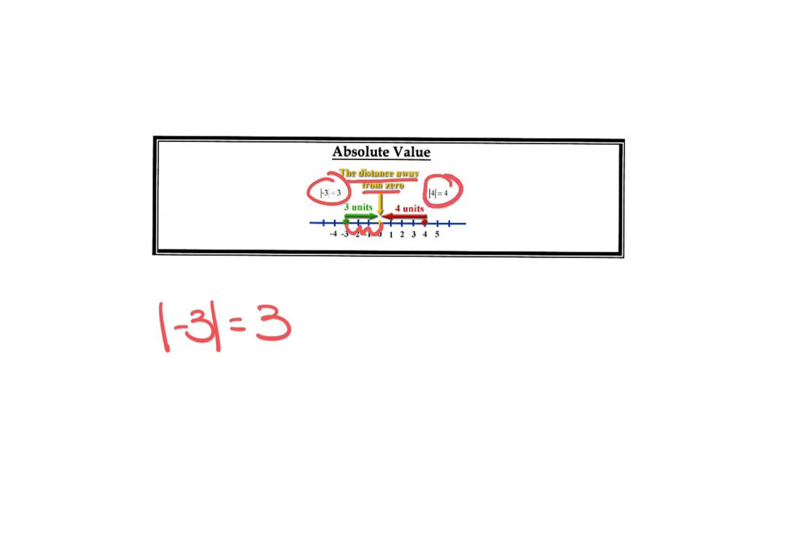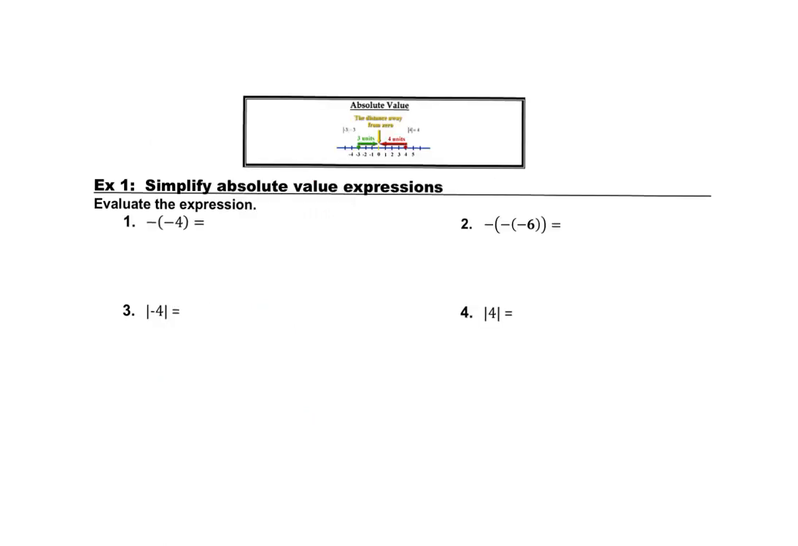And then when we go and look at the absolute value of 4, that is also a positive because it is 4 units away from 0 on the number line. And the thing that we've learned is that absolute value is always going to result in a positive answer. So the absolute value of a negative number is positive, and the absolute value of a positive number is also positive because we're talking about that distance away from 0.